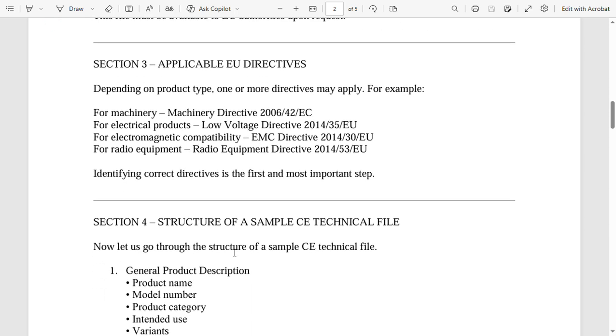Now, applicable EU directives. Depending on product type, one or more directives may apply. For example, for machinery, Directive 2006/42/EC. For electrical products, Low Voltage Directive 2014/35/EU. For electromagnetic compatibility, EMC Directive 2014/30/EU. For radio equipment, Radio Equipment Directive 2014/53/EU. Identifying correct directives is the first and most important step.